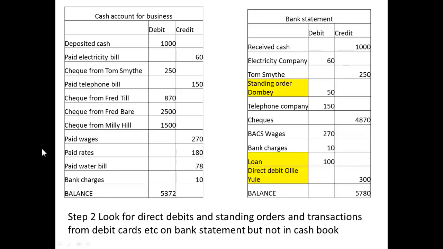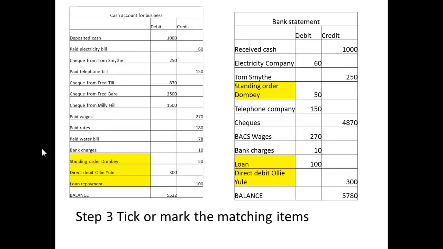Second step, look for the direct debits, standing orders and any other transactions, debit cards, etc. on the bank statement but not in the cash book. And as you can see, I've found three. A standing order paid out to Dombey, a bank loan, £100 paid out, and a direct debit which was a payment in of £300. So, two payments out and one payment in. They have to be entered now to the cash account for the business. And you can see that we've done that here.